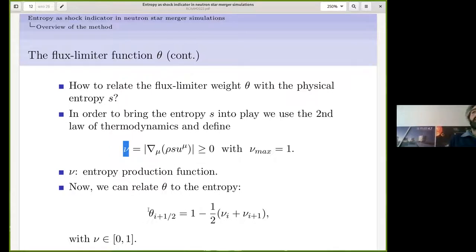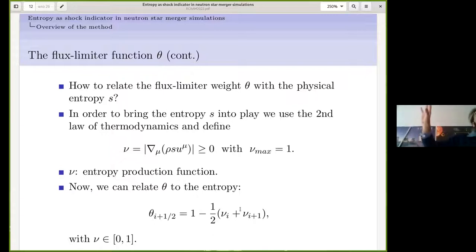Okay, so how do we do that? So that's an ansatz. Okay, one could say that it's squared, but that is the simplest ansatz that one can use. So this is the entropy production function that is computed from the second law of thermodynamics. And when we have the formation of a shock, of course, the second law of thermodynamics will give a non-zero value, and then N will have a non-zero value. And let's say that we have a maximum value for the entropy production function, that is one. So we do that in order to keep theta between zero and one. But one could take other values also.